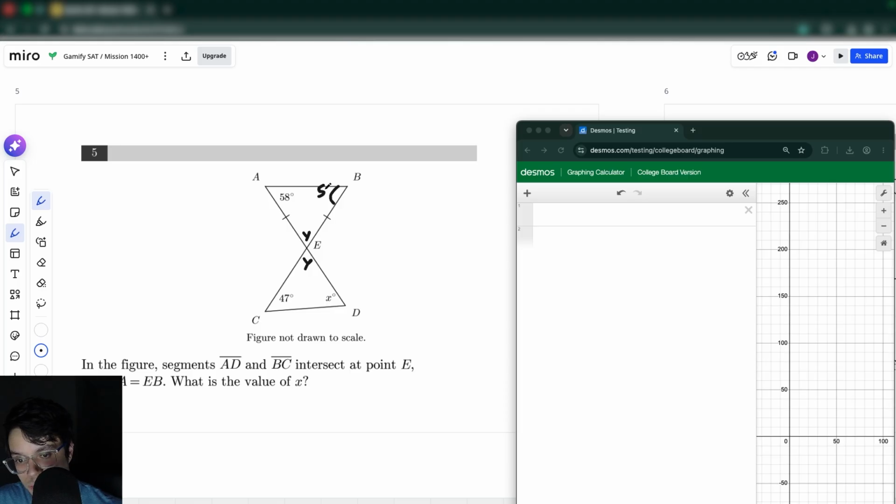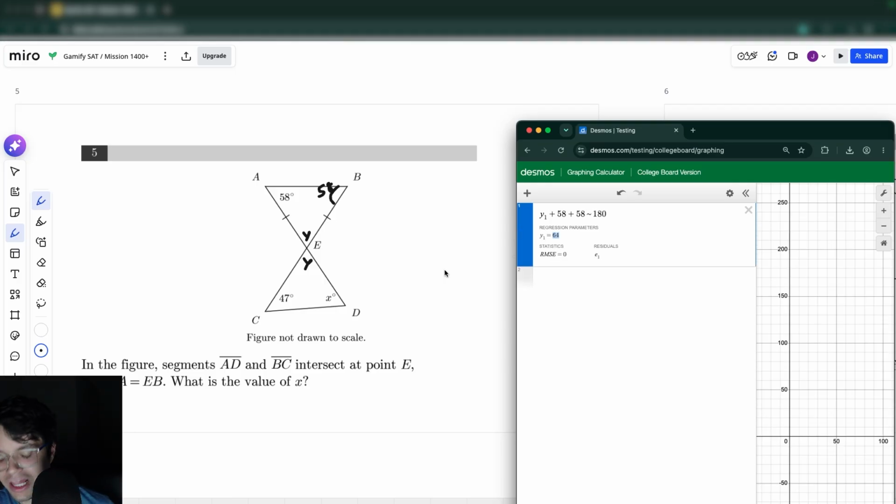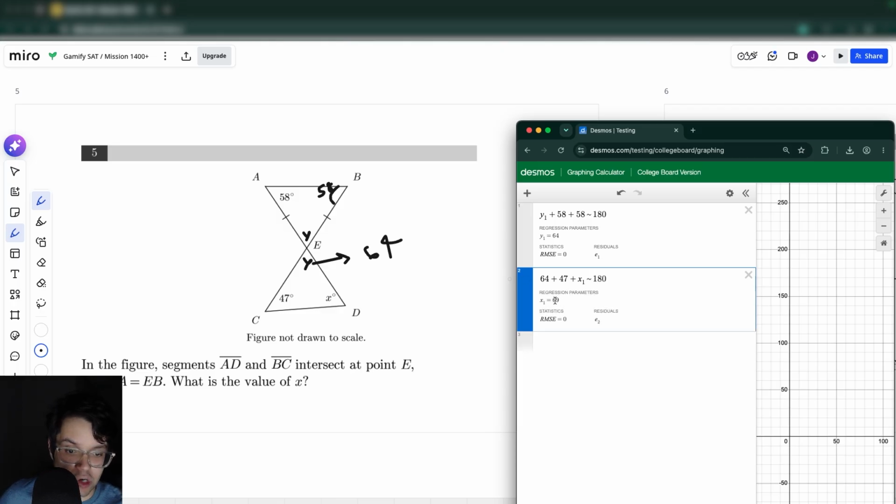58 degrees would also be the measurement over here. With this information, we have more than enough to solve the problem because we can just say here y plus 58 is equal to 180 for this thing over here. So we get 64 would be equal to y. But that's not what they're asking for. They're asking for x. So we know that this would be 64, and we can then write 64 plus 47 plus x equals 180. Therefore, x would be 69.